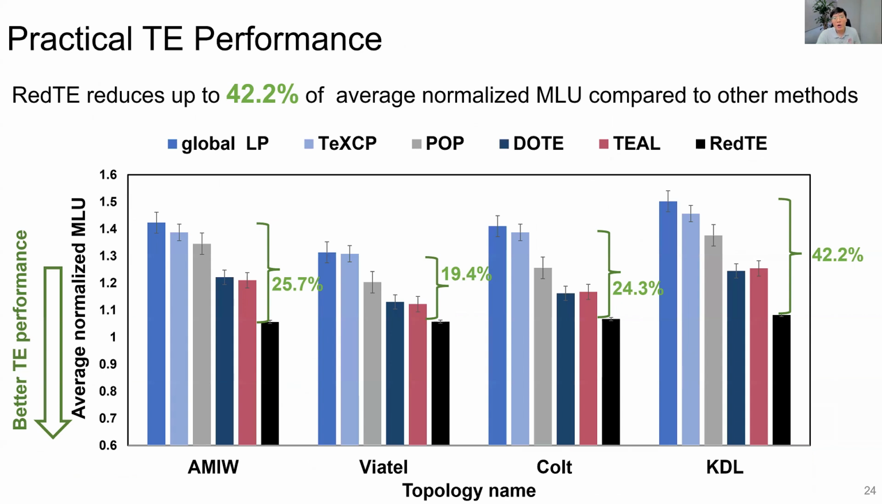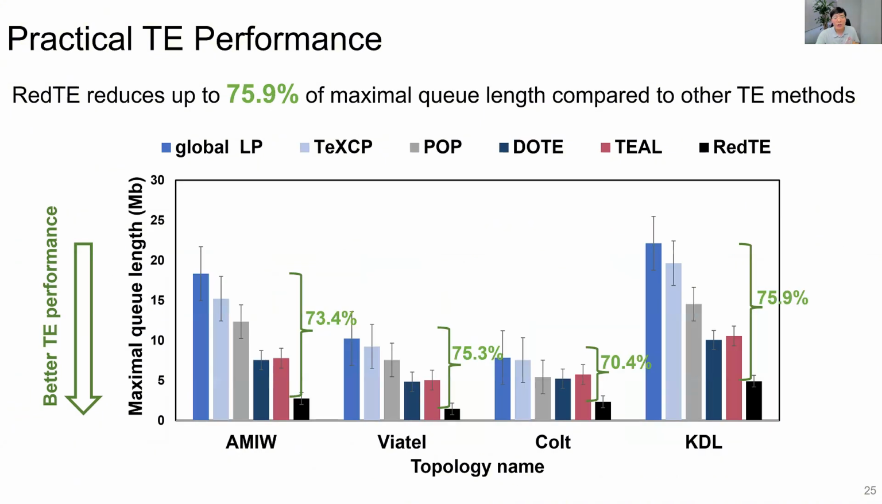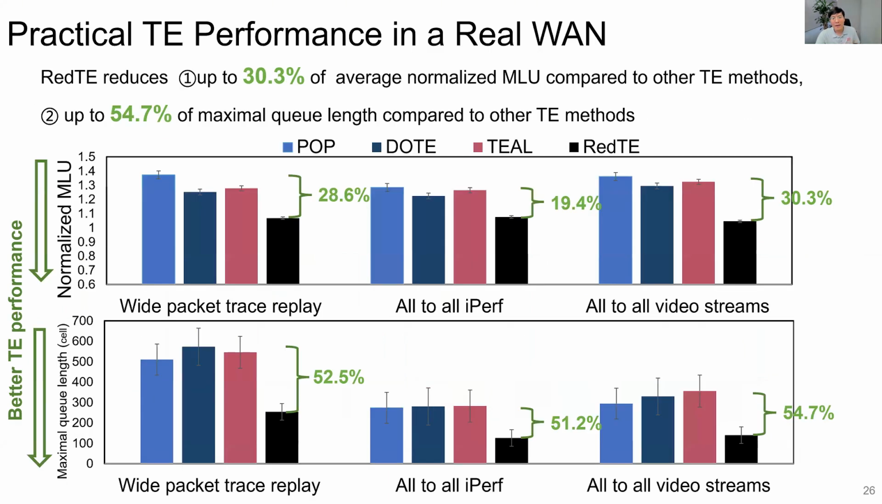Firstly, we show the overall TE performance of RedTE. Compared to other systems, because RedTE can make the load balanced in time, it reduces up to 42% of the average normalized MLU. RedTE reduces up to 75% of the maximum queue length. In the real WAN, benefiting from the optimization of the entire control loop, compared to other TE methods, RedTE reduces up to 30% of MLU and 54% of maximum queue length.